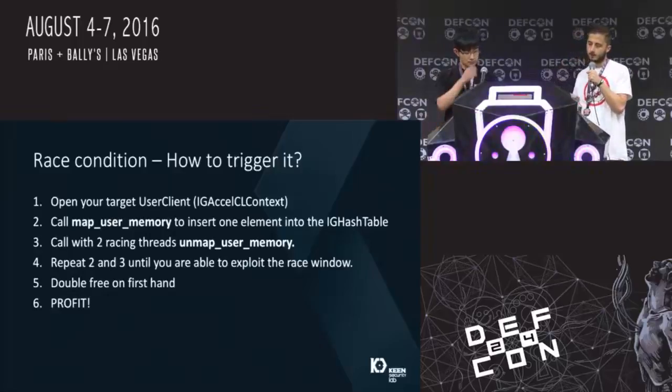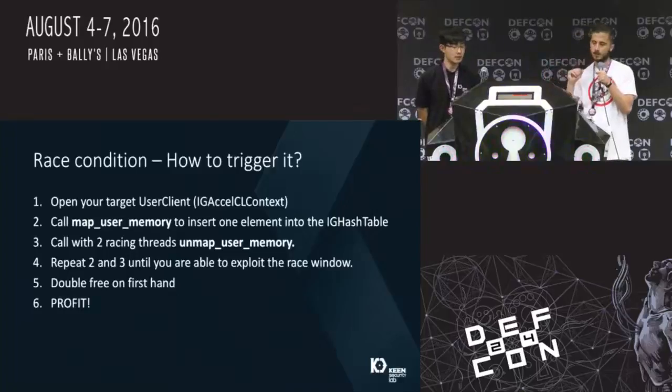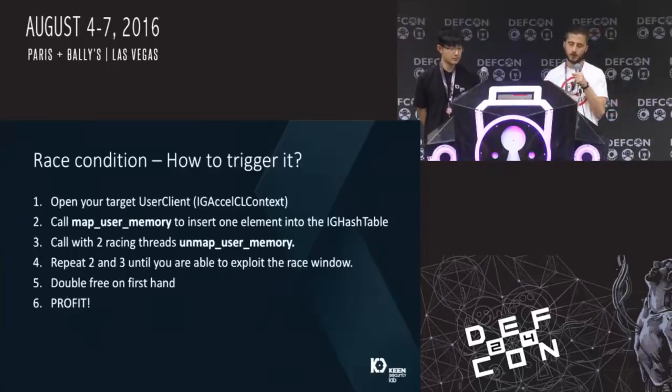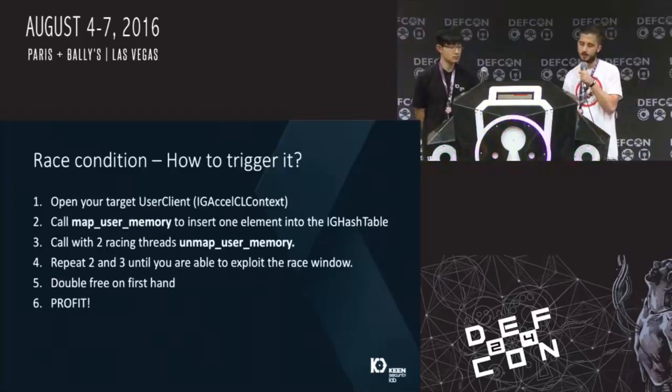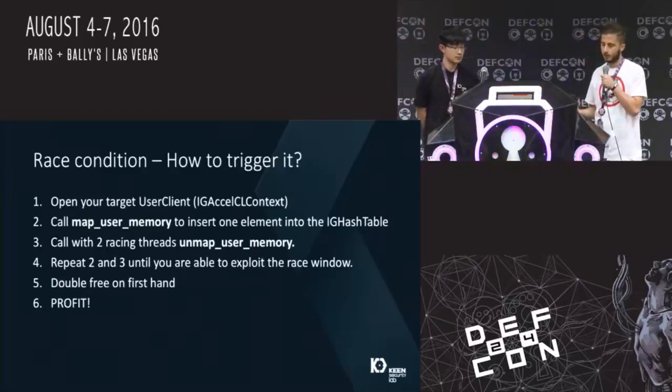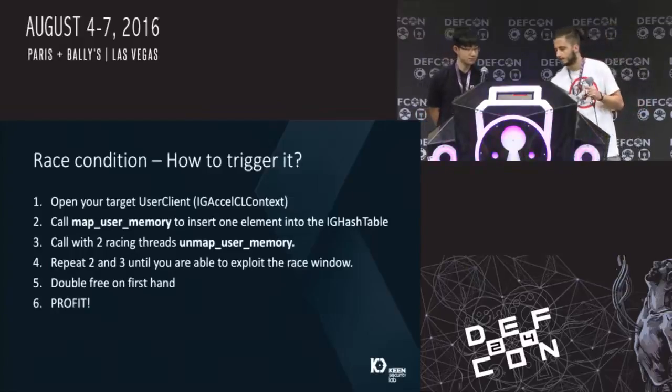In order to trigger it, you just have to open this user client and call map user memory one or more times to insert one element inside the hash table. And then you have to try to race, with the 2 threads, the call inside unmap user memory. And then you have to repeat this map and unmap race until you trigger the bug. At first, the bug will manifest itself like a double free. But as we will see after, we can turn it into something more useful.